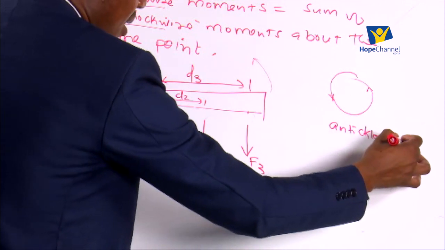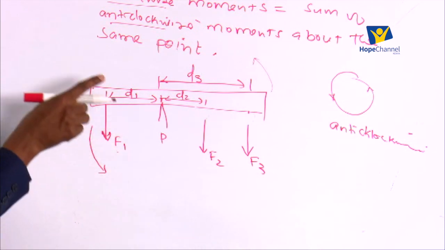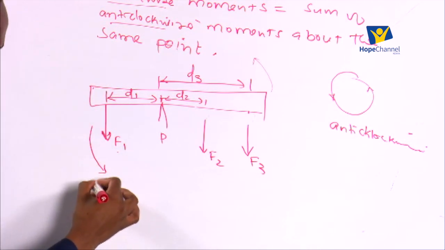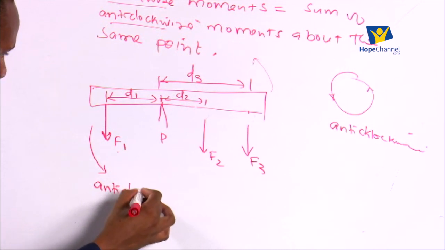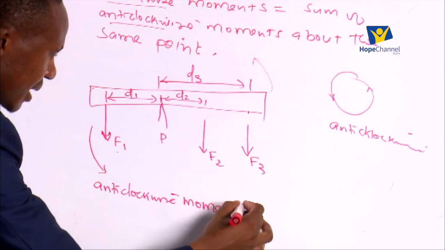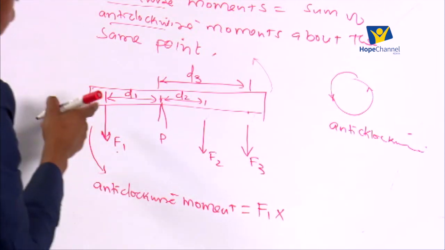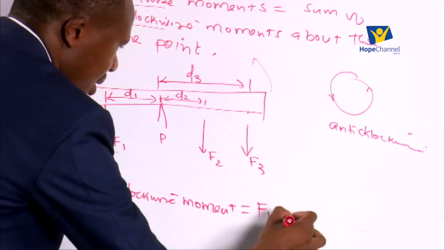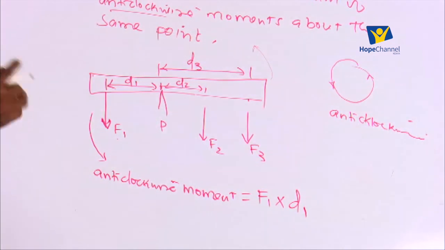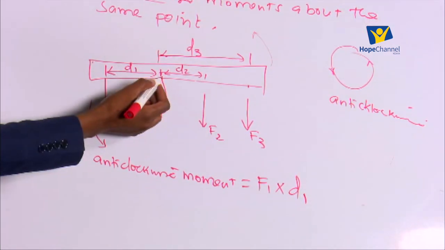Anti-clockwise. Now if that is the case, then we say that the moment due to F1, because it is producing an anti-clockwise rotation, is called an anti-clockwise moment, which is equal to force 1 itself times the distance between force 1 and the pivot, d1. We are simply calling it anti-clockwise because it tends to produce an anti-clockwise rotation about the point of support when it is applied there.